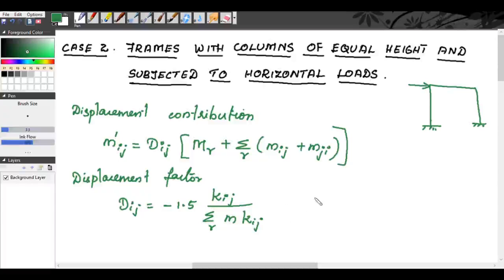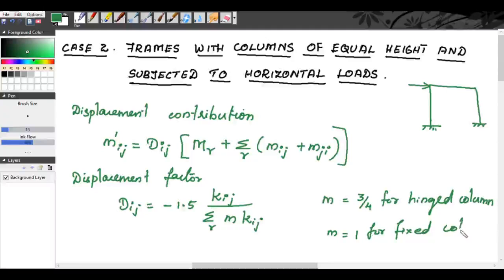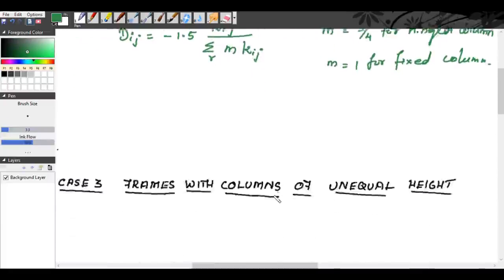So the value for M is equal to 3 by 4 for hinged column and M is equal to 1 for fixed column. If the column is fixed, this is similar to the previous case. If the column is hinged, you have to give M is equal to 3 by 4. So that is all for the second case. We will move on to the third case.